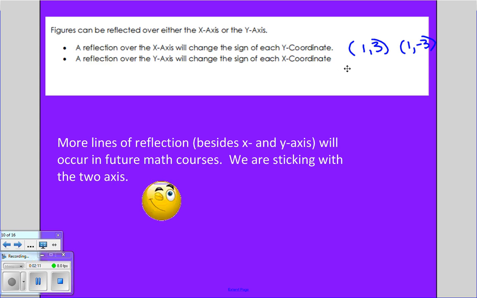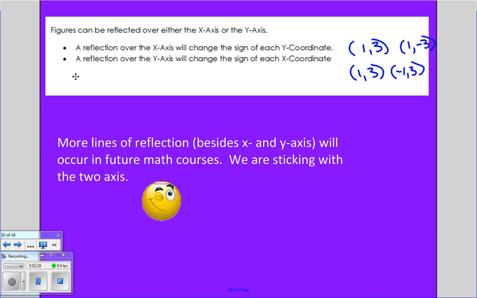If we want to flip over the y-axis, our x-coordinate will change signs. So we have (1, 3), and to flip it over the y-axis, our x-coordinate changes. So then we would have (-1, 3). The y stays the same, the x changes.